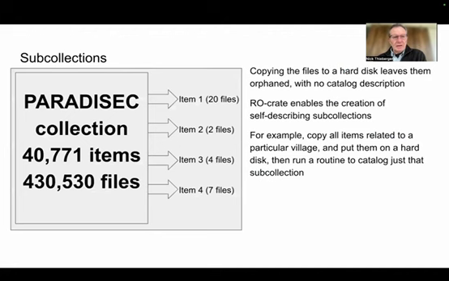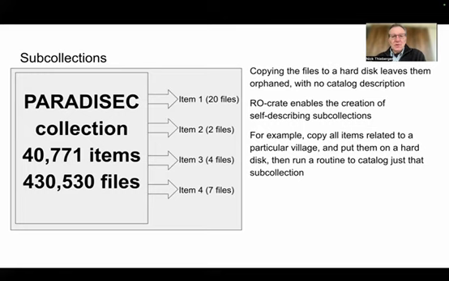So the issue is how to make sub-collections. For example, out of our whole collection of 430,000 files, if we want to take a set of files to a particular village or a particular city or a particular language group, the items will come from a number of different collections in PARADISEC. So you can see there we have item 1 with 20 files, item 2 with 2 files, and so on. If we just take those files and put them on a hard disk, they're essentially meaningless. And unless you have a catalogue, it's very difficult to know what's on those files.